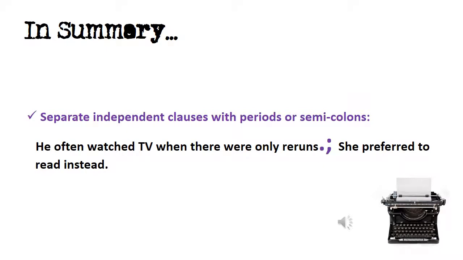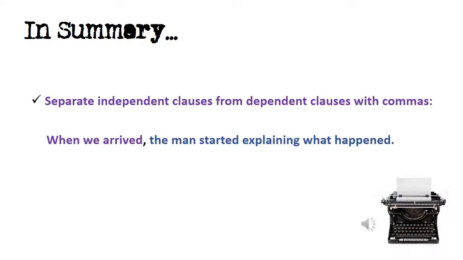In summary, remember to separate independent clauses with periods or semicolons. He often watched TV when there were only reruns. Here you have a period or a semicolon and then the next clause. She preferred to read instead. Also, remember to separate independent clauses from dependent clauses with commas. When we arrived, the man started explaining what happened. Here, the dependent clause is "when we arrived," then we have a comma, and the second clause, which is an independent clause.